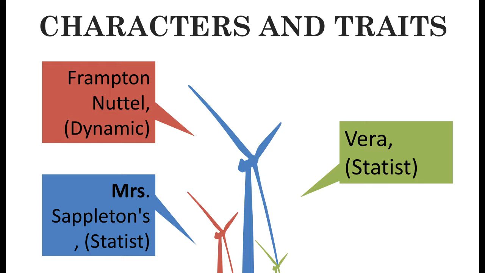rounded. And then the second is Mrs. Stapleton. She is static. And the last is Vera. Vera is static too. Why are Mrs. Stapleton and Vera static? Because they have the same characters, not different. They do not have changes in their characters along the story.